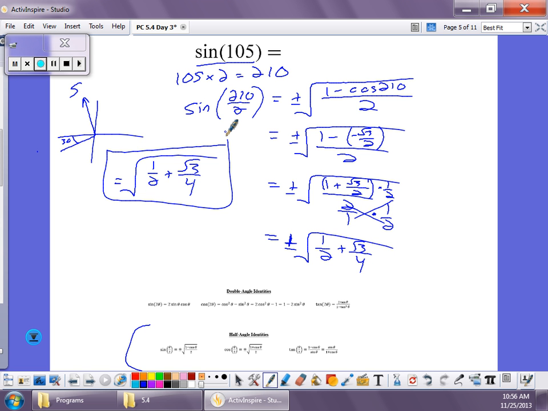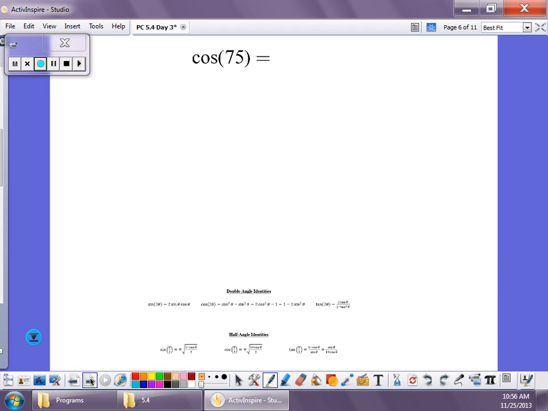Alright, let's look at another. Here we have the cosine of 75. Again, if we were to divide 75 by 2, we wouldn't get anything pretty. We don't know the cosine of 75, so we're going to, again, try and multiply by 2. 75 times 2 is 150. Again, we do know 150 because that's in the second quadrant with a reference angle of 30.